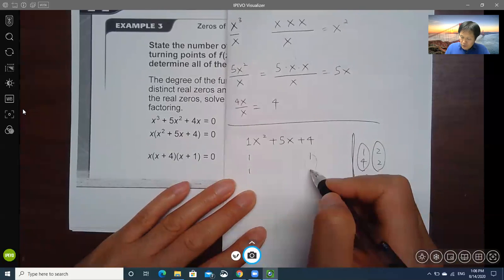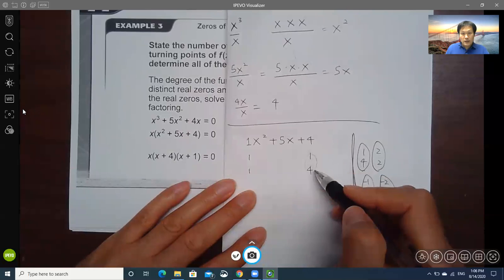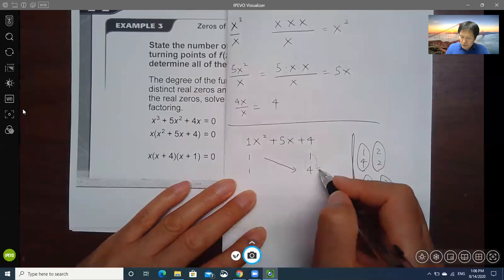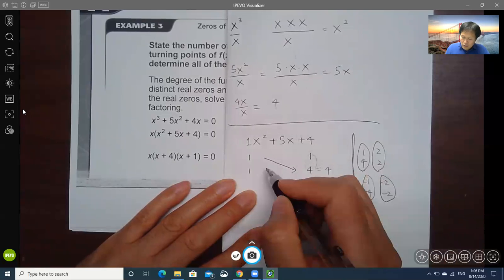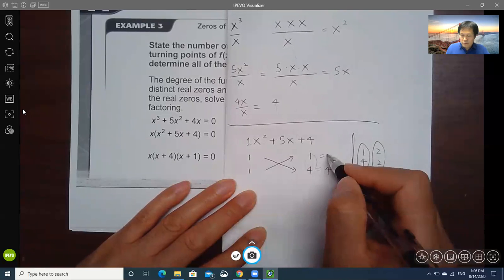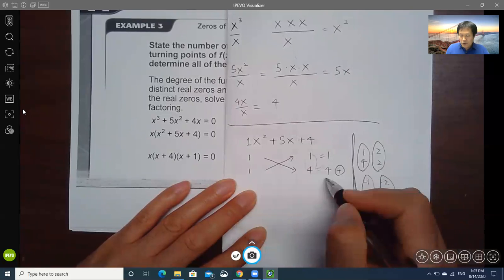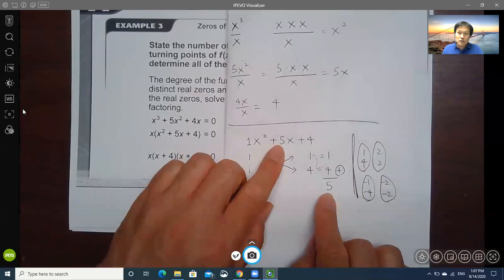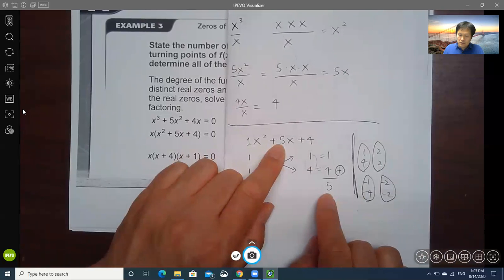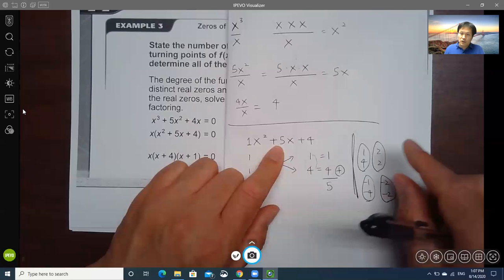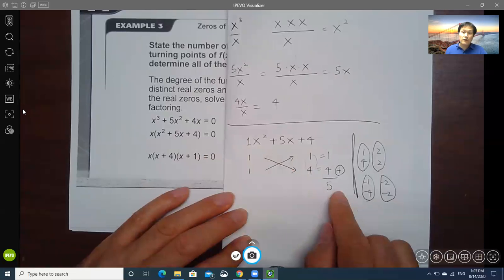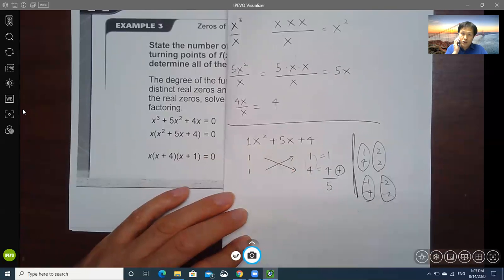So you take 1 and 4. When you multiply these two, you should match this. Then multiply across 1 times 4, and multiply across 1 times 1. Now you add these numbers, and it becomes 5. This number should match the coefficient of x. If it doesn't, you've got to try a different combination. Once you have matching numbers here, you've found your combination.